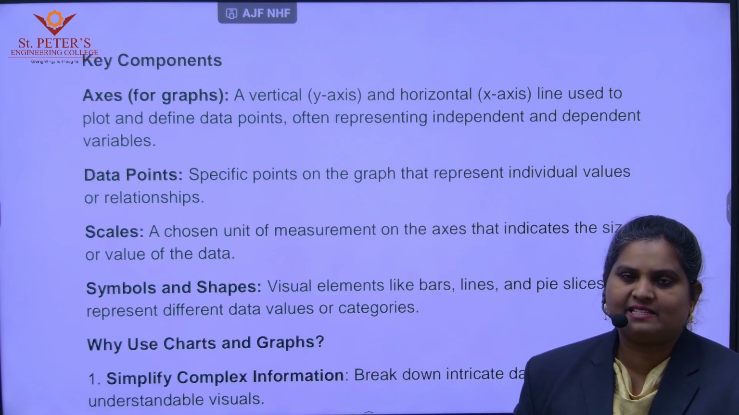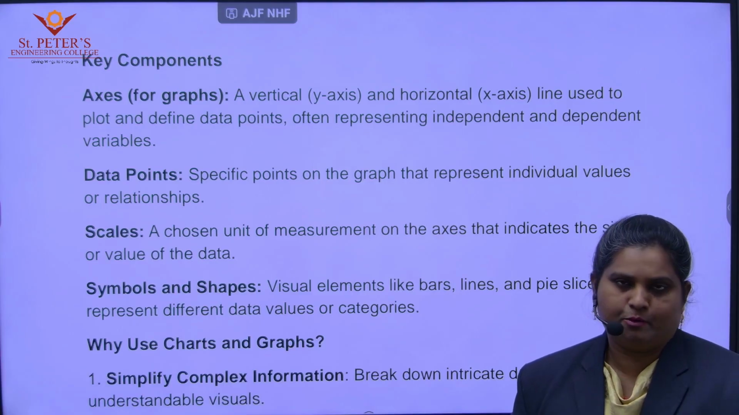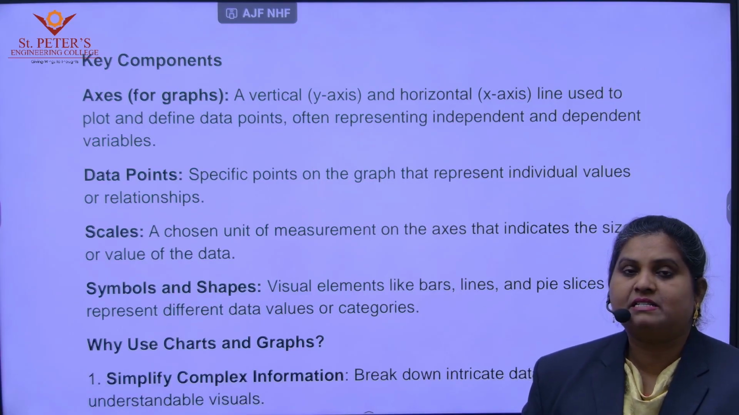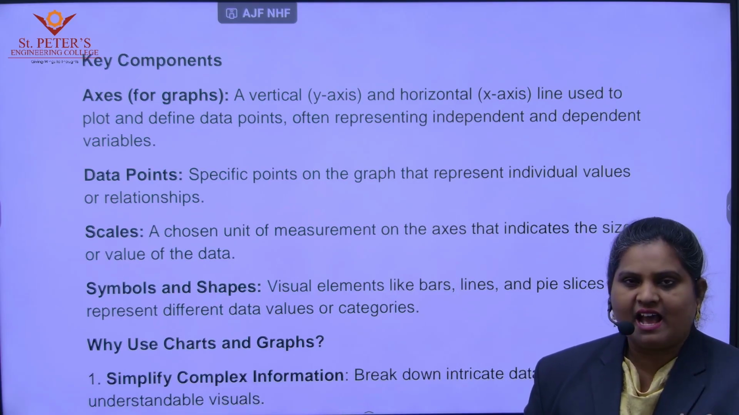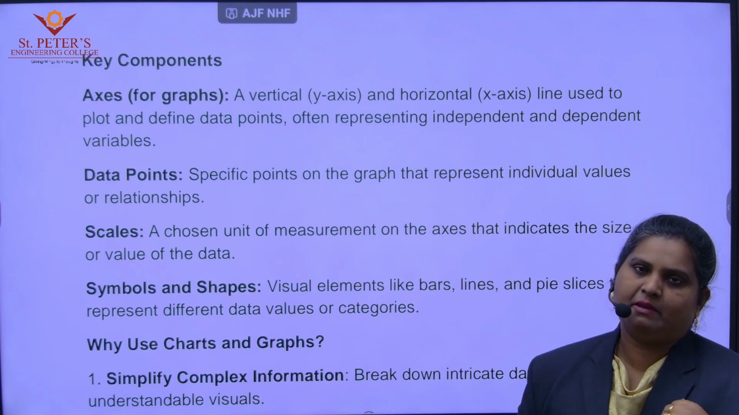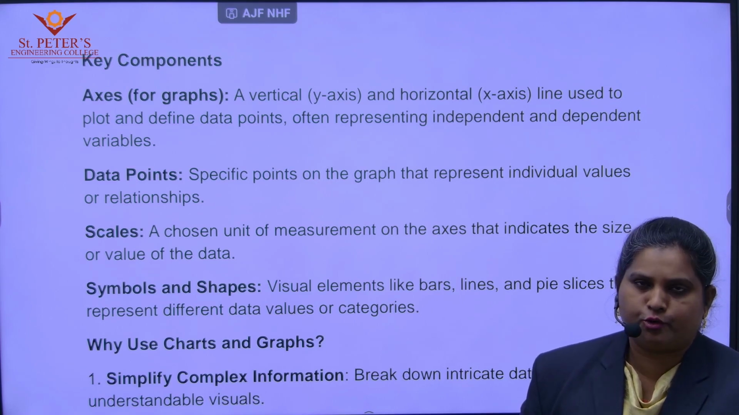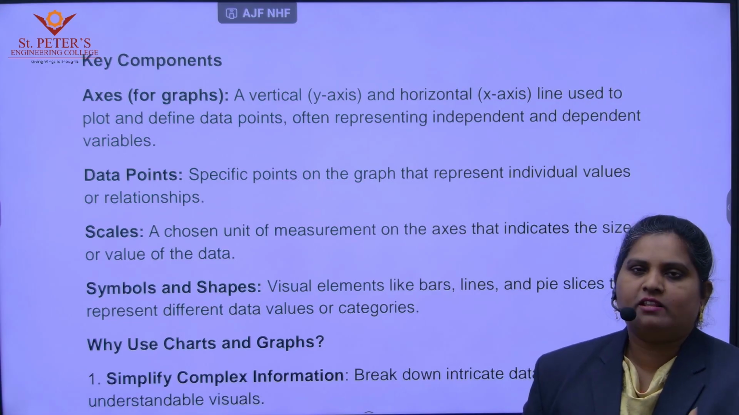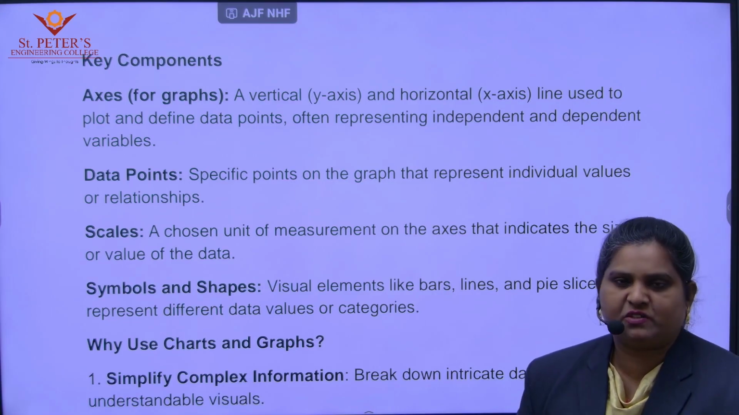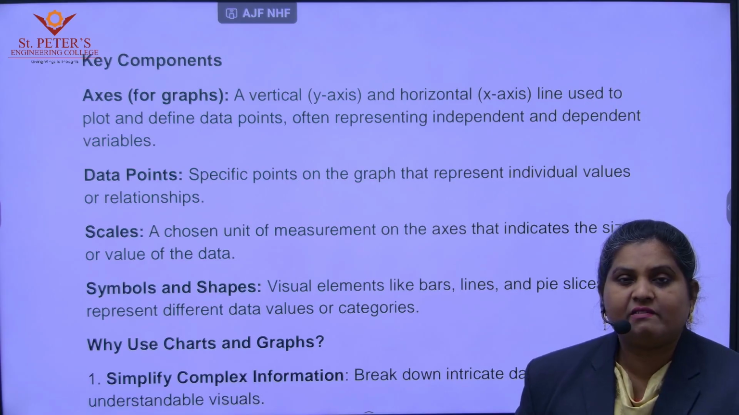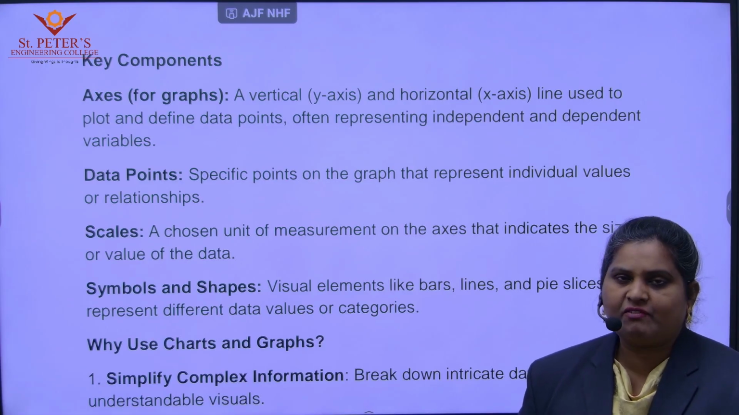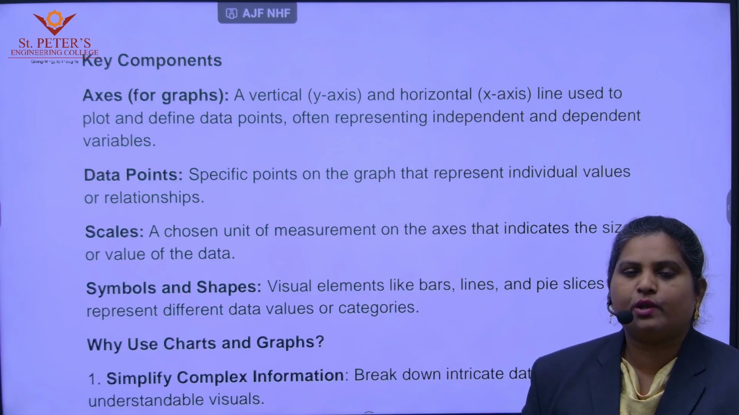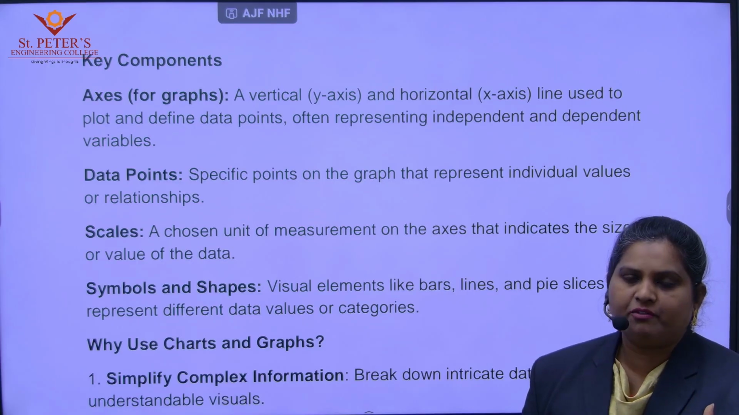The x-axis and y-axis are very important, and for each graph a title is compulsory. Then only do we know what the graph is for, maybe the profit of the year 24-25 of a company, or the results of students in a specific subject. So the title is very important, then the x-axis information and the y-axis information. After that we have to mention which type of graph we are going to use.